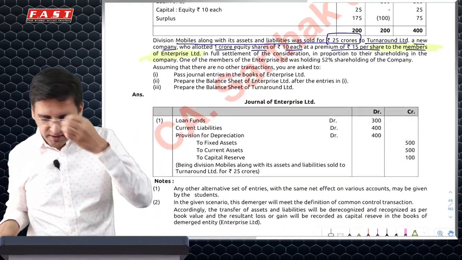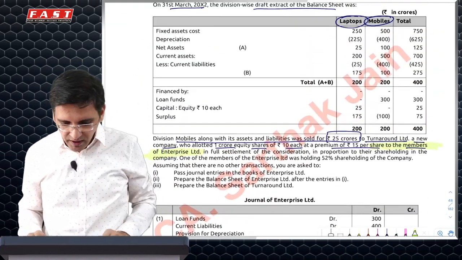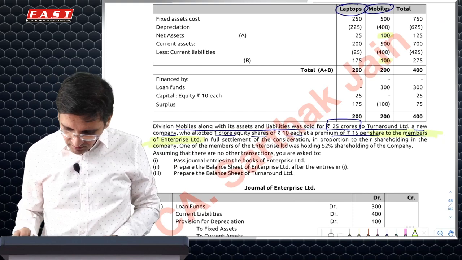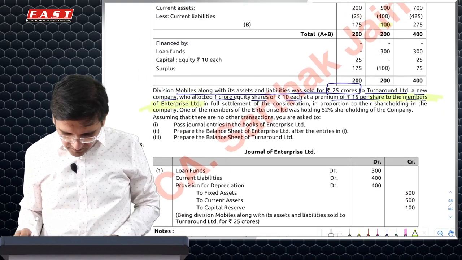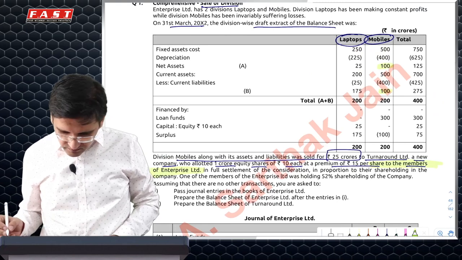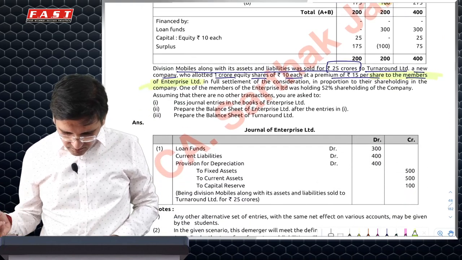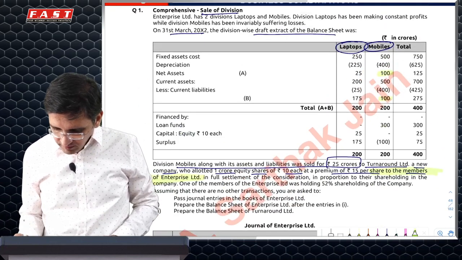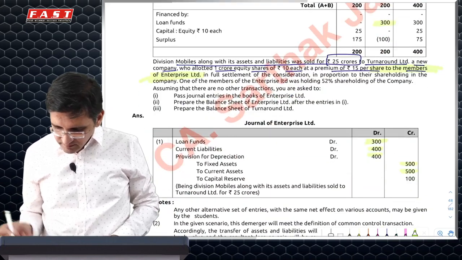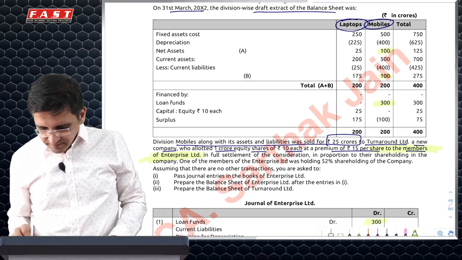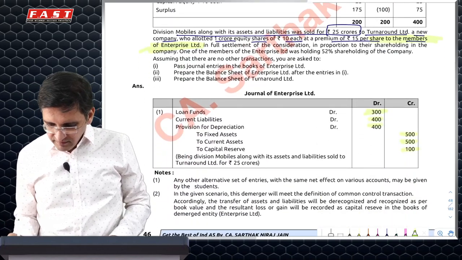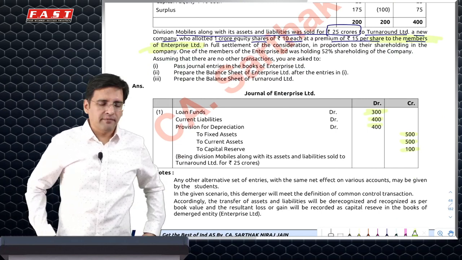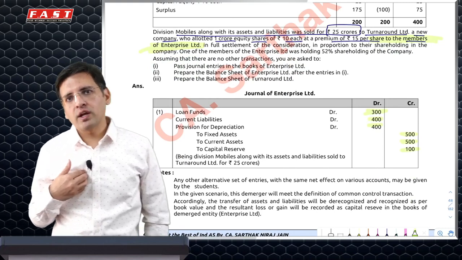So in this particular case, since the consideration is given to members, what we simply do is credit the mobile division assets, which is 100 and 100. And then we will debit loan funds 300. So effectively it is minus 100 and we've got 25. So effectively we would possibly have to book a gain of 125. But then that 25 is not coming to me altogether. It is going to members directly.